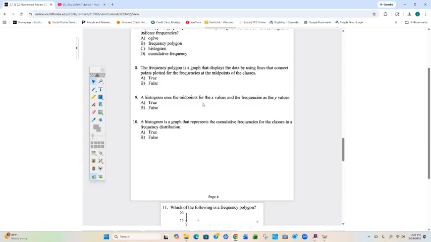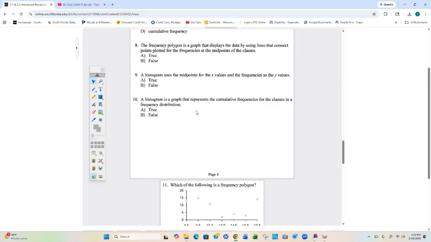Number 9, a histogram uses midpoints for the X values and the frequency as the Y values. A is true, B is false. All right, on that one, if you answered B, false, you are correct. Remember, the frequency polygon uses midpoints. The histogram uses the frequencies.